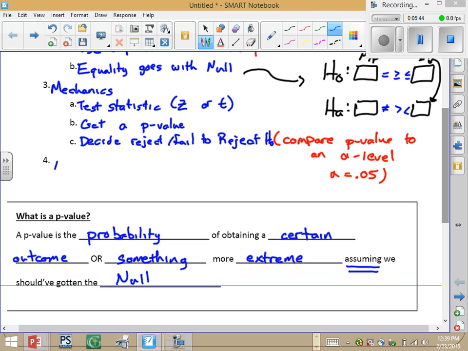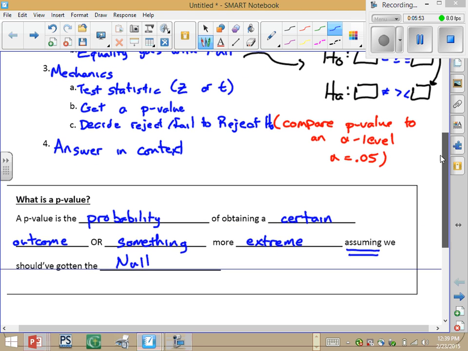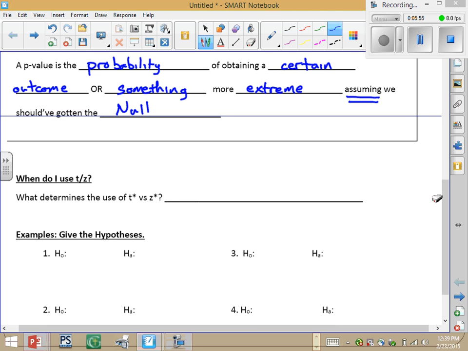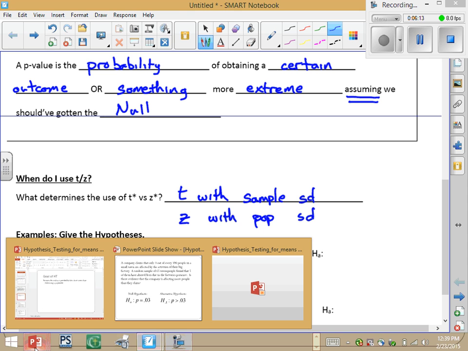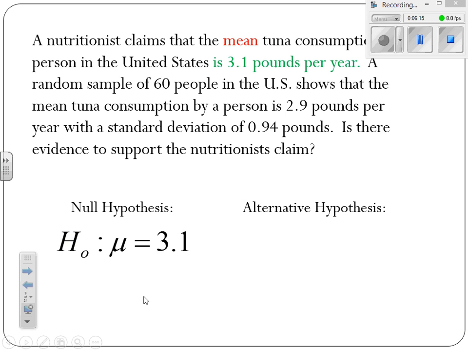And then finally, we're going to throw our answer into context, right? So that is nothing new to us. Keep it in mind as you do some of these. When do I use t versus z? Remember, t goes with sample standard deviation, and then z goes with population standard deviation. So a couple quick examples on this particular sheet, and I'll switch over using some of this stuff.